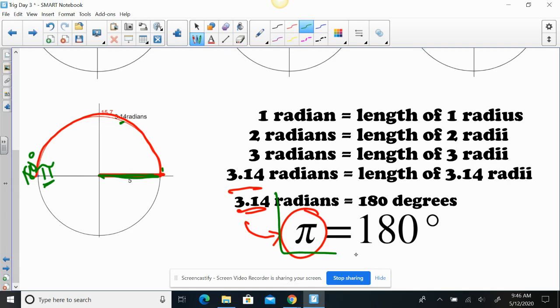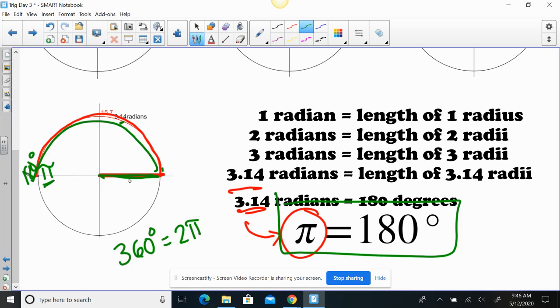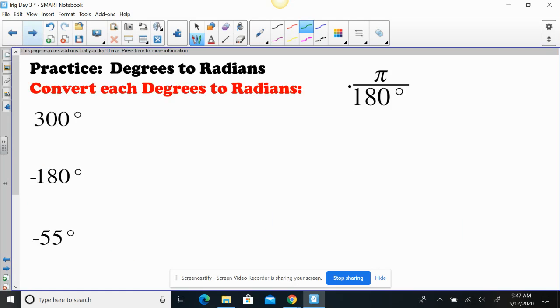Pi is 180. So if I want to go all the way around the circle, or 360 degrees, I would say that would be 2 pi. 1 pi is halfway around. 2 pi would be all the way around. Okay, write that down because this would be really, really important for next week.